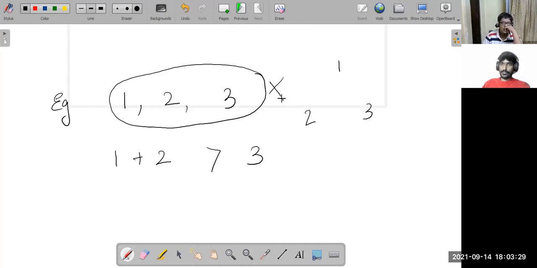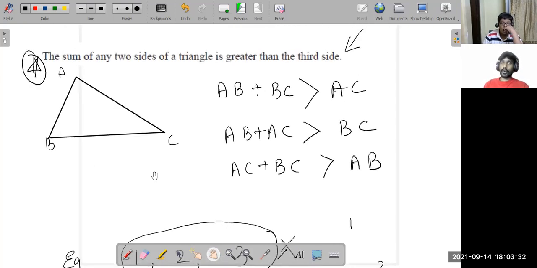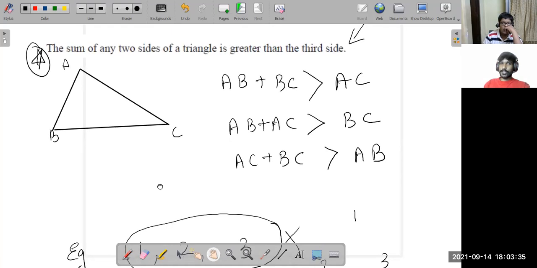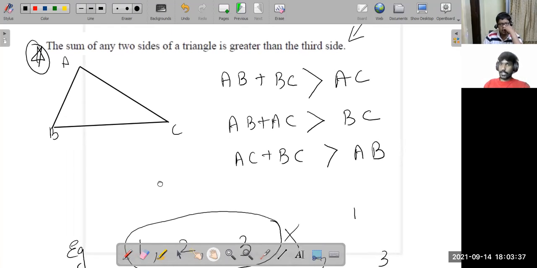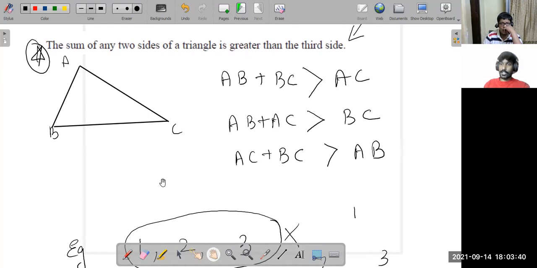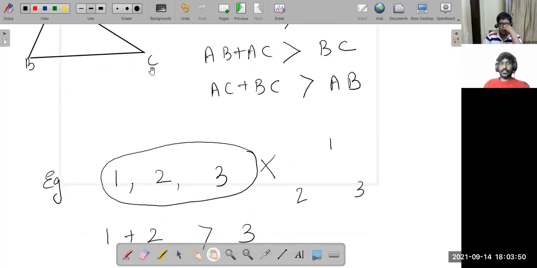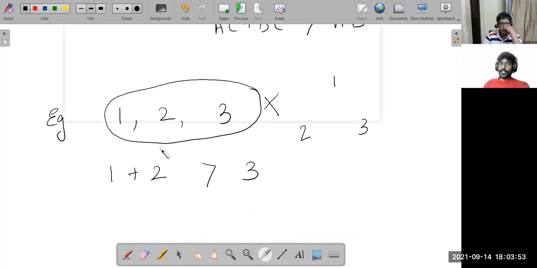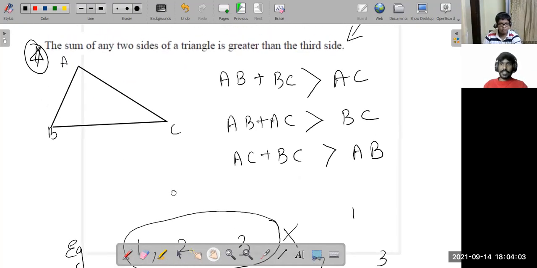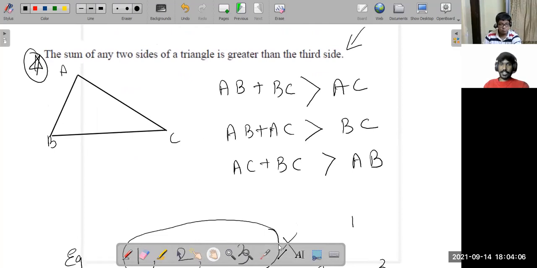It's not possible. Why is it not possible? Because this property says so. This property says that for it to be a triangle, any two sides you take, it has to be true for any two. You add any two sides, that has to be greater than the third side, then it will be a triangle. Otherwise, it will not be a triangle. So I cannot draw a triangle of length 1 centimeter, 2 centimeters, and 3 centimeters. Is this clear? Yes, sir. Write down this as a note. This entire thing here, write a statement also.